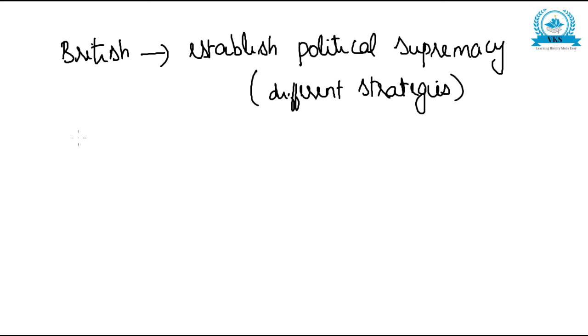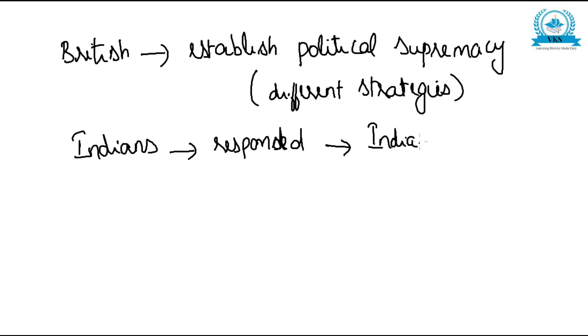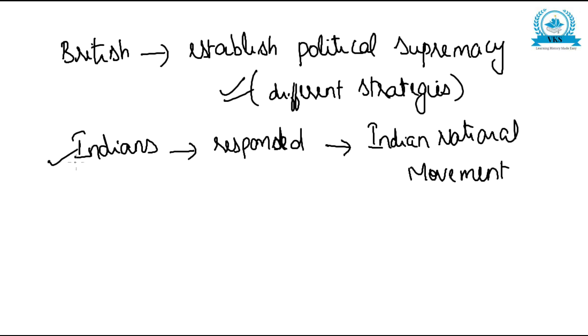With this political supremacy, the Indians started to respond against it. The Indians responded against this British occupation, and this response came in the form of the Indian national movement. I hope you have understood the background. The British tried to establish political supremacy using different strategies, and the movement through which the Indians responded was the Indian national movement.